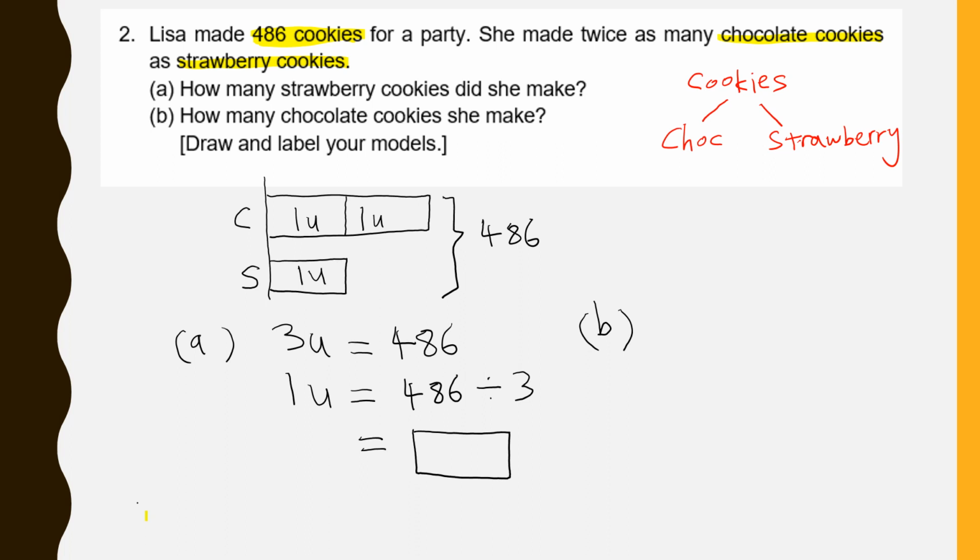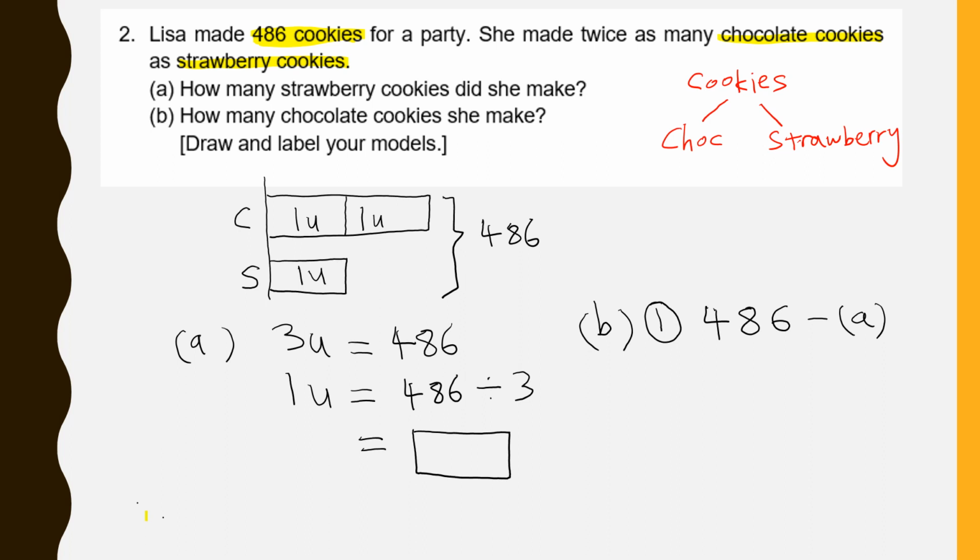But there are two ways to do this. The first method, the first way, is to take 486 minus your answer in part A. Because let's look at this. 486 is the total. The answer in part A is the number of strawberry cookies. So to find the number of chocolate cookies, just take the total minus the number of strawberry cookies, which is 486 minus your answer in part A.